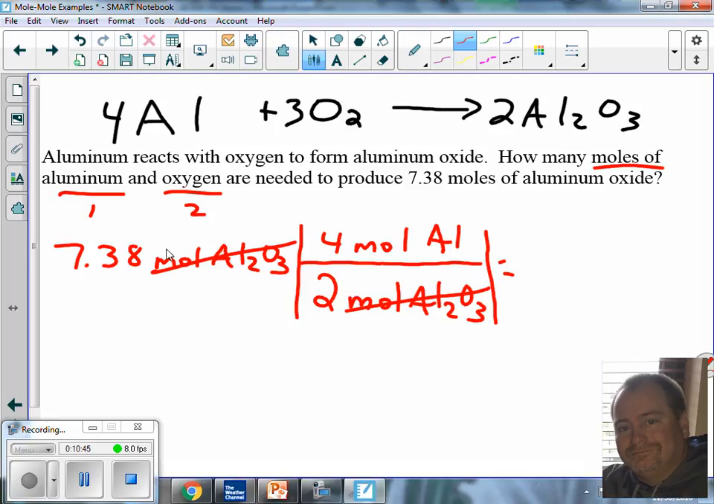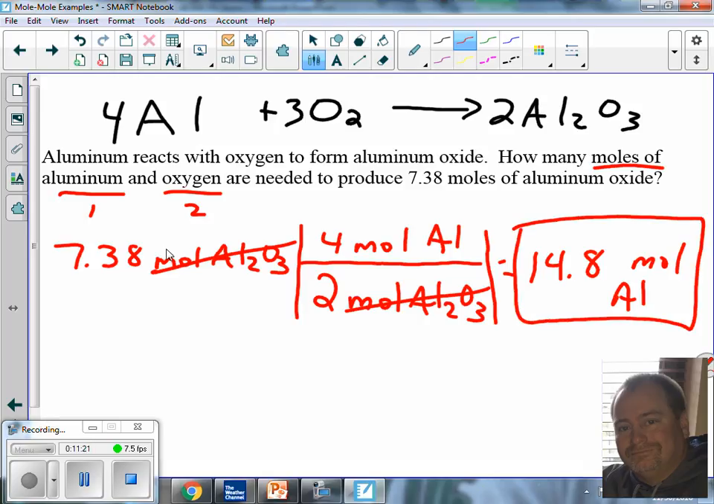Absolutely. So I take my 7.38, multiply it by 4, and then I get the answer and divide that by 2, and I get a number that has 4 significant digits. And I got to make that into 3 sig figs. So I'm going to have 14.8 mole of Al. First answer.